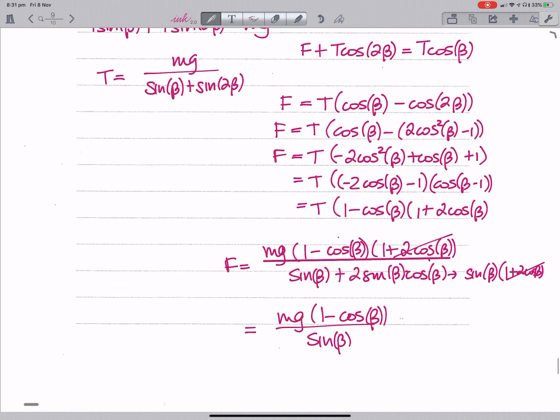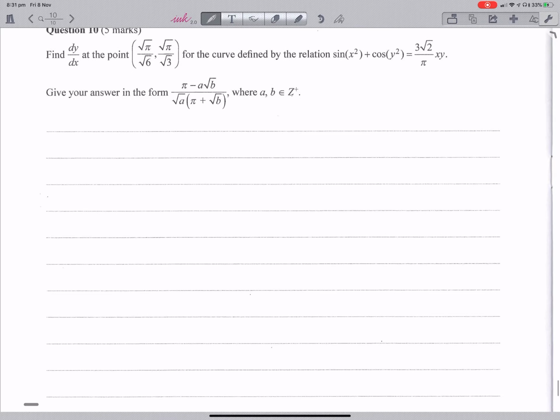Last question. This is the one that I think is a bastard. Okay. Find dy dx at the point, for the curve defined by sine x squared plus cos y squared. Okay, so we've got to do implicit differentiation. So to diff this, we get 2x. When we derive sine, we get cos x squared. Plus, when we derive y squared, we get 2y. When we derive cos, we get negative sine y squared, but we need to add a dy dx because we derive with respect to y.